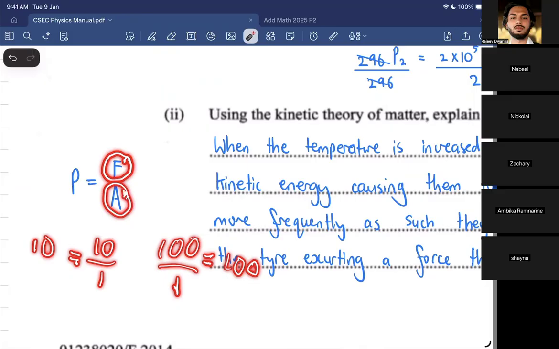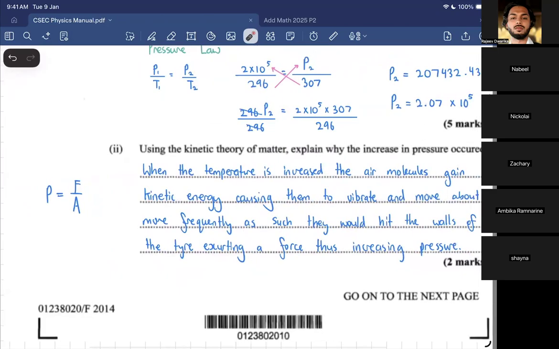It'll increase. Exactly. So when the molecules gain the kinetic energy, they are now moving about more frequently. And as such, they're going to hit the walls of the balloon with a greater force. They're going to exert a force on the walls. And if the force is getting bigger, then your pressure is going to increase. Hope that makes sense.